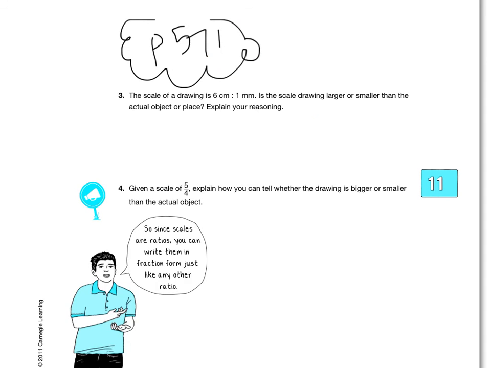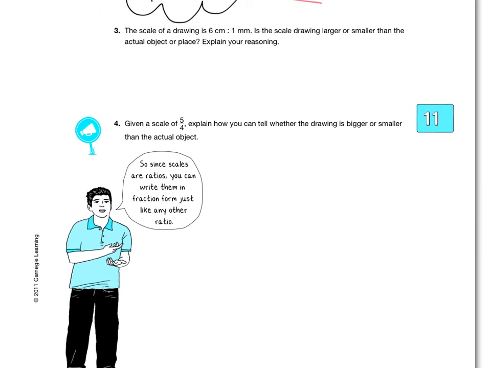Okay, welcome back. Here I am on page 571. Wrote it up here for you so you could see. We are on question number 3. It says the scale drawing is 6 centimeters to 1 millimeter. Is the scale drawing larger or smaller than the actual object? Explain your thinking.